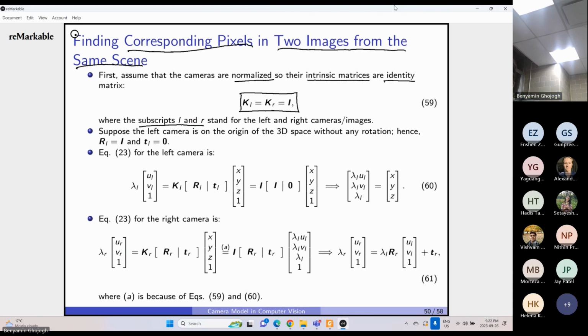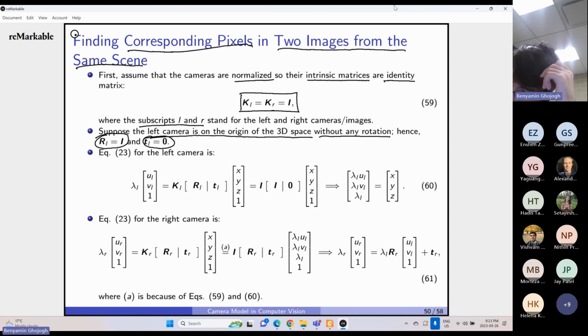Okay. Now, again, suppose that the left camera is at the origin of the 3D space. I can choose the origin of the 3D space. I assume the left camera is there without any rotation. So the axes of the 3D space are aligned with the axes of the left camera. Therefore, RL, the rotation of the left camera, is identity, and its translation vector is 0.